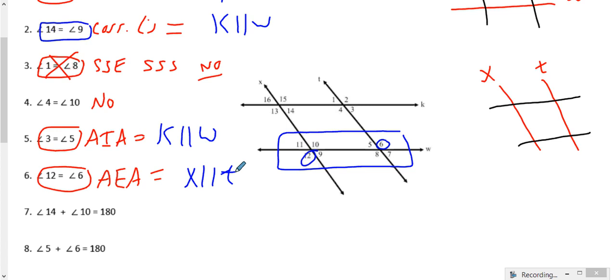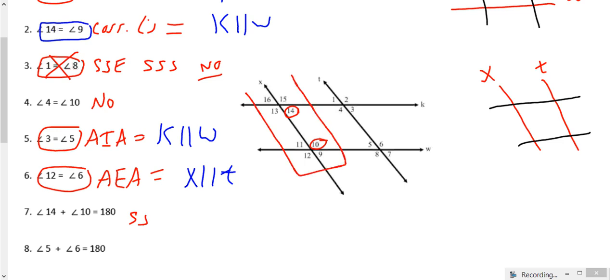Number 7. 14 and 10. They are both same side of the transversal, because we're looking at X as being the transversal. They connect the two angles. Same side interior, and again they must be supplemental for the lines to be parallel, and they are. So we can say K parallel to W.